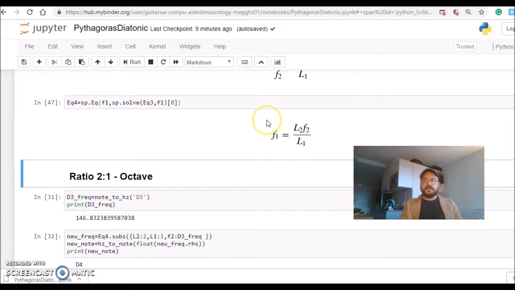So what Pythagoras did is he used the same strings, and he started to observe and to listen to the sound produced by strings with different lengths when you have the same tension applied to it.